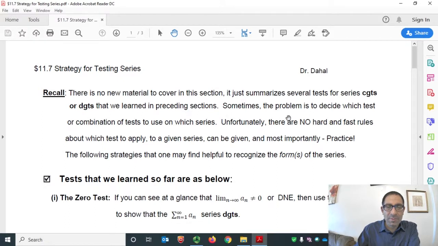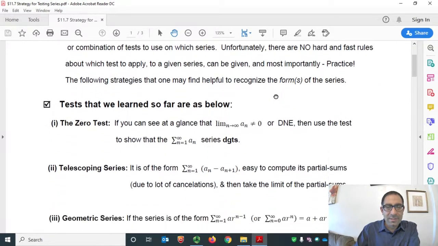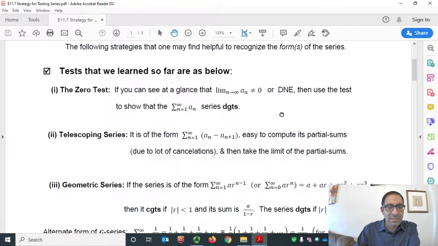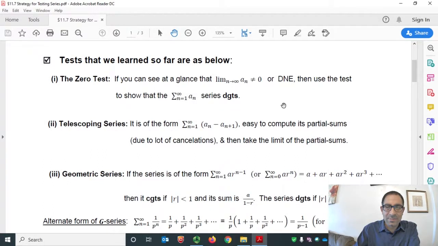Sometimes the problem is to decide which test or combination of tests to use on which series. Unfortunately, there are no hard and fast rules about which test to apply to a given series, and most importantly, practice. The following are strategies that one may find helpful to recognize the forms of the series. So let's move on. Tests that we learned so far are as below.